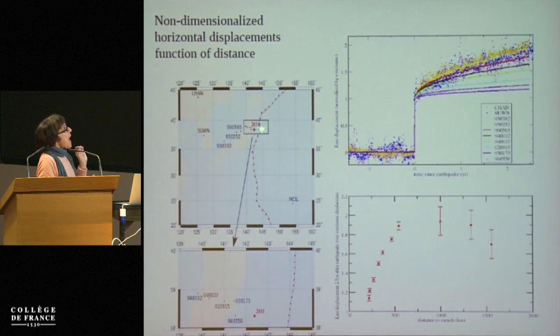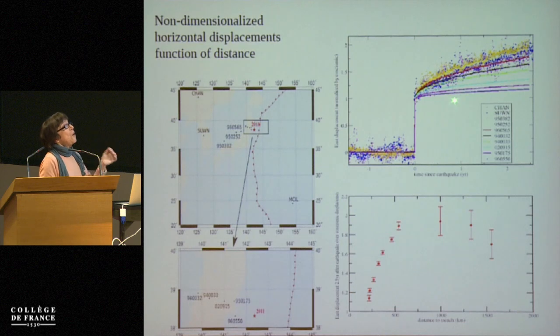If you have slip continuing on the plate interface at the same depth as the Tohoku earthquake, what you should get is a signal independent of the distance to the trench, just showing the amplitude of slip as a function of time. First, a big amount of slip at the time of the earthquake, and then slip which continues.